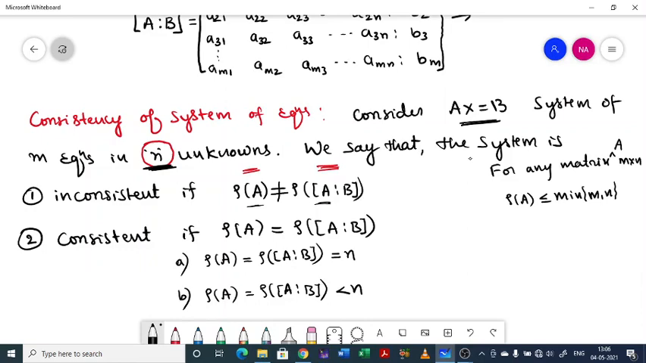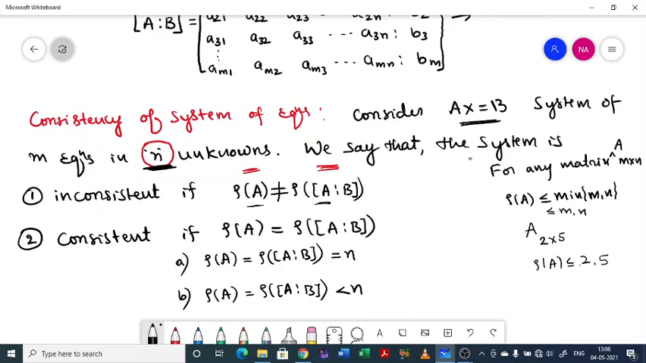Understand this carefully. Given any matrix A of order m cross n, the rank of that matrix is always less than or equal to minimum of m and n. So in a 2 cross 5 matrix, rank of A will be less than or equal to minimum of these two. At most it will be equal to 2. It cannot be 3 or 4 or 5. That's what this condition says. So it is less than or equal to 2 and also less than or equal to 5. Rank of A is less than or equal to m and also less than or equal to n.